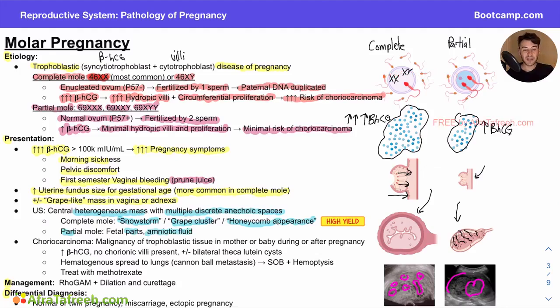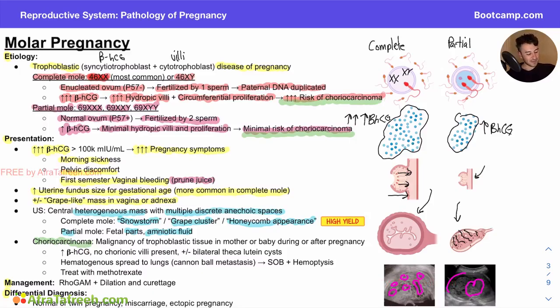Now, the moment you've been waiting for, I've been asking you to hold on to knowledge about our choriocarcinoma, right? Because I talked about relative risk, our risk being greater in our complete moles and a little bit less in our partial moles. So let's talk about what choriocarcinoma is. Choriocarcinoma is going to be a complication of molar pregnancies, and this can occur in either the mother or the fetus during or after pregnancy.